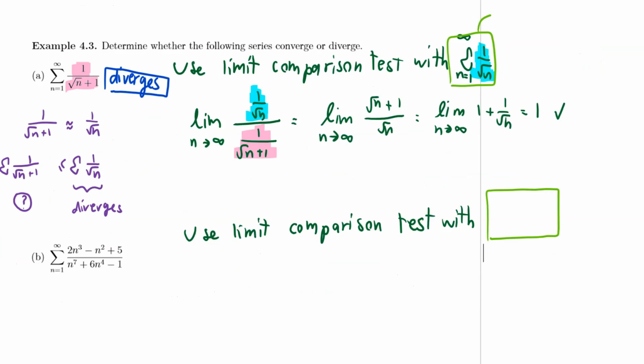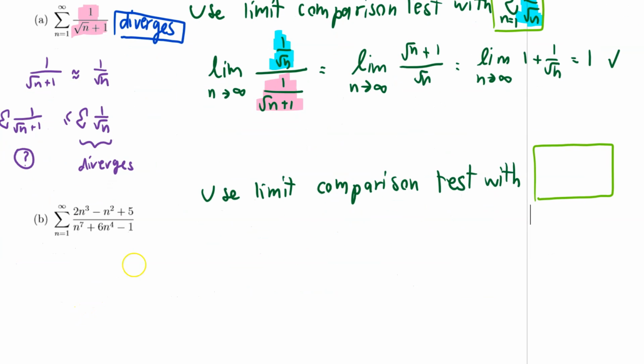And as you can see, if you look at the original series, I have 2n cubed minus n squared plus 5 over n to the 7 plus 6n to the 4th minus 1. If n gets really large, the value of 2n cubed is going to be a lot larger than n squared, and definitely a lot bigger than 5. And same with the denominator. The value of n to the 7 is going to be a lot bigger than 6n to the 4th, and also a lot bigger than 1.